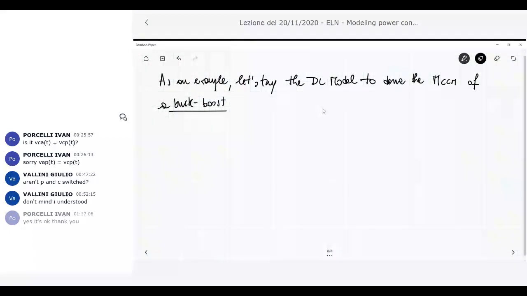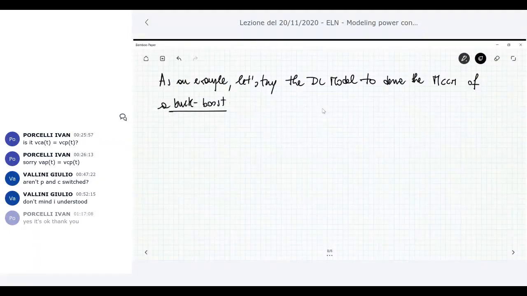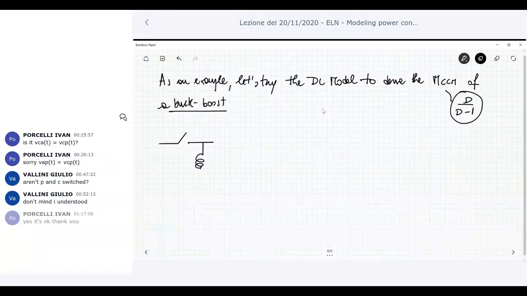Okay, so we are in steady state. We know that this kind of conversion ratio is, by the way, D over D minus 1. We derived it by using the volt second balance of the inductor, etc. Let's try to use the model, okay, to verify that you can get the same results. Okay, so let me draw the topology of the buck boost.